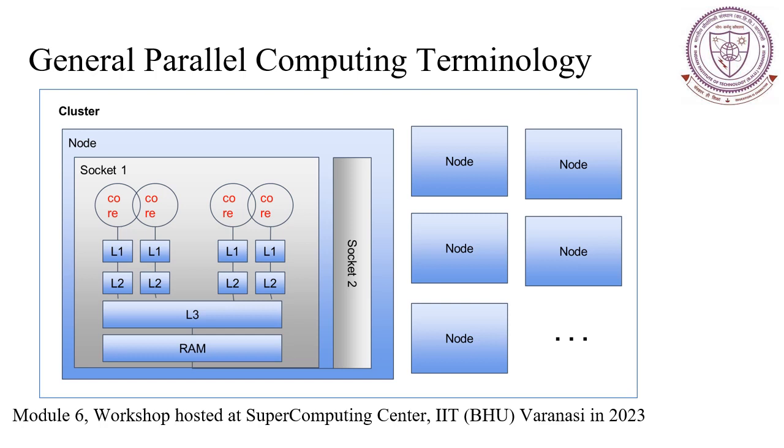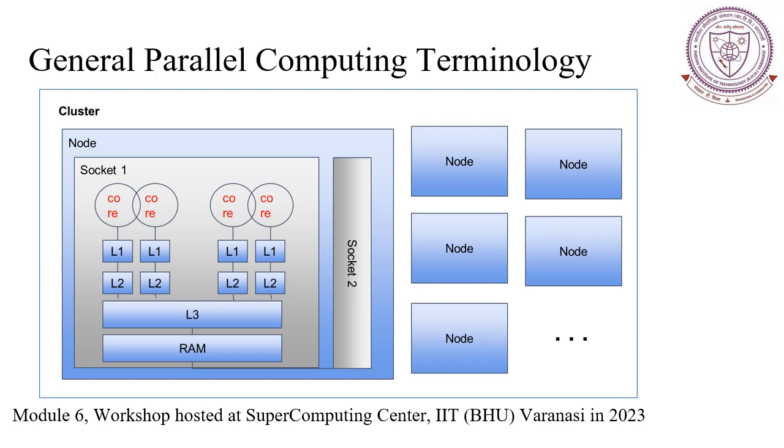Now see this diagram. So let's understand a cluster in more detail. A cluster is a group of nodes that are connected together and work together to solve a common problem. A node typically refers to an individual computing unit within a parallel system. It can be a physical machine, a server, or a virtual instance in a distributed computing environment. Each node typically consists of one or more CPUs or processors along with associated memory and other resources.